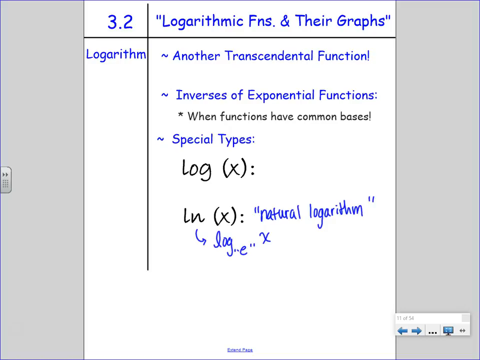And what did we learn yesterday about the name of this guy? The natural number. Oh, the natural log has the base of a natural number. That kind of makes sense. And why is it called natural? Because it happens in nature.